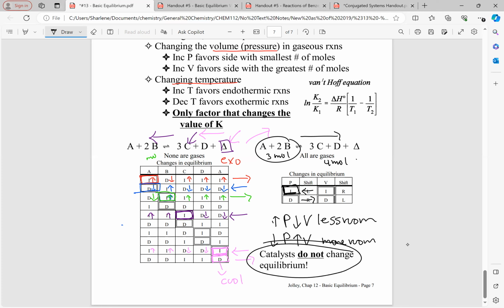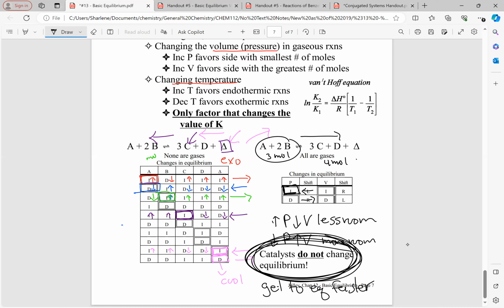Oh, look here. Catalysts do not change equilibrium. They get to equilibrium faster. But catalysts do not change equilibrium. So what would happen if I added a catalyst to this? Which way would it shift? Neither. It would get to equilibrium faster, but the catalyst doesn't do anything to equilibrium.